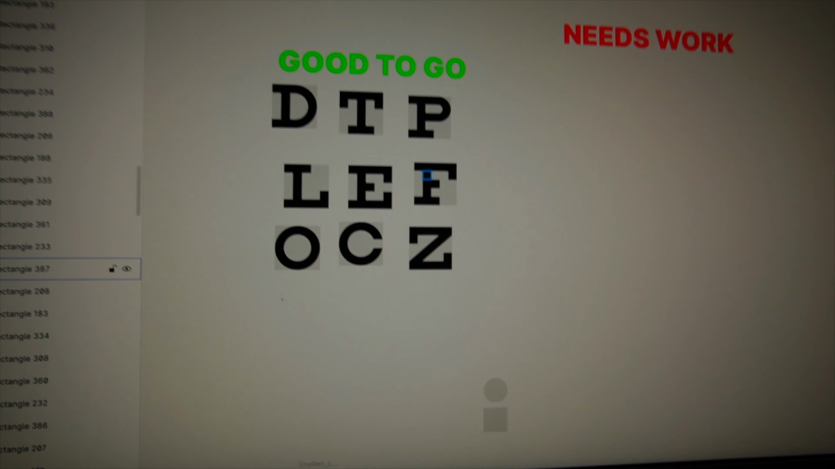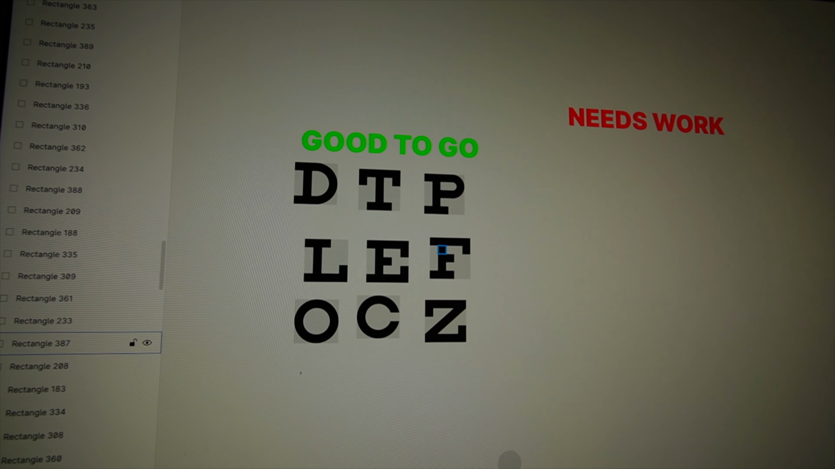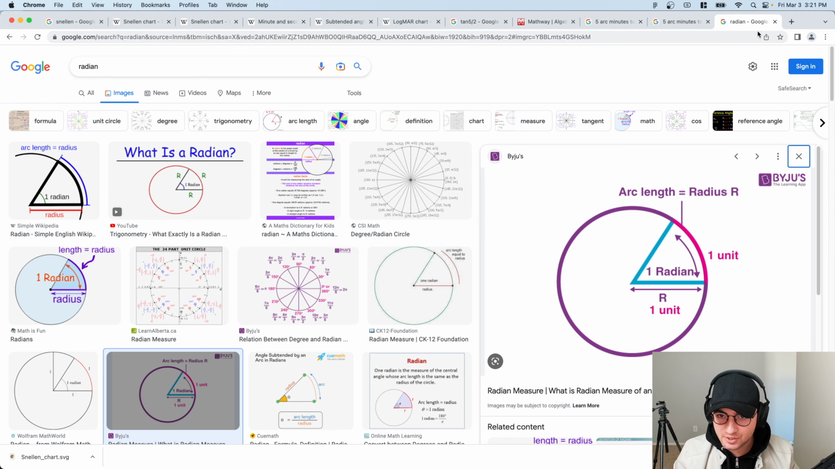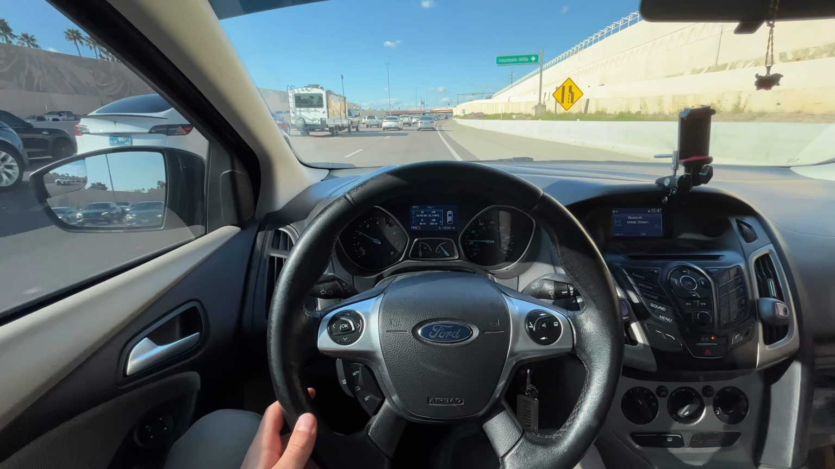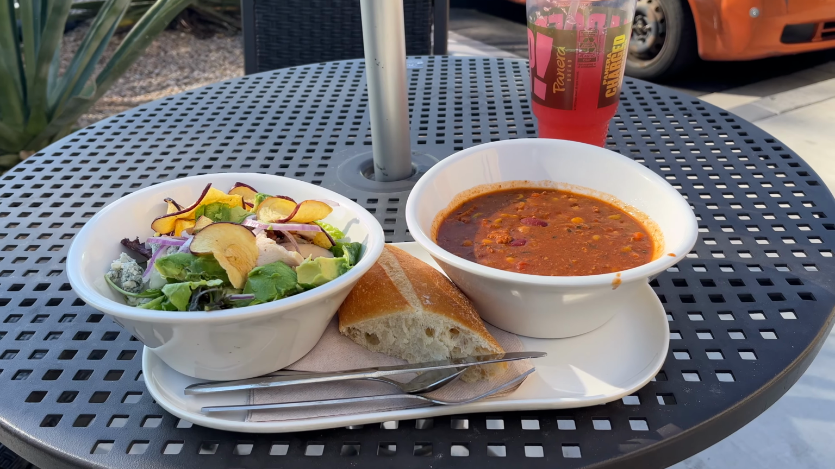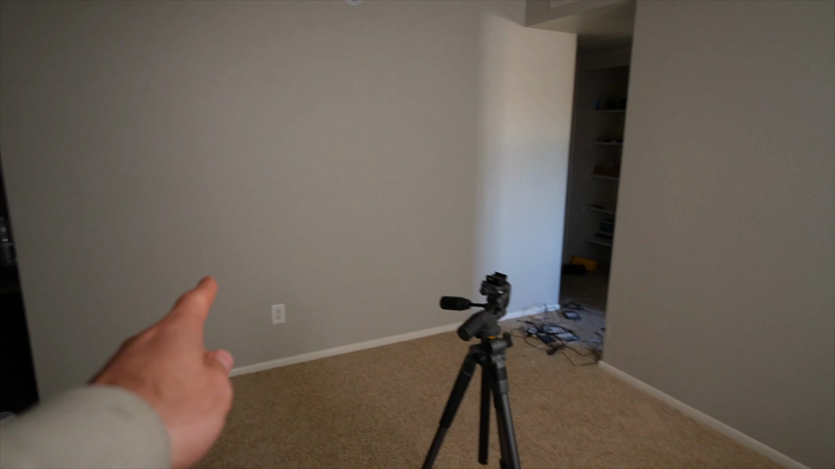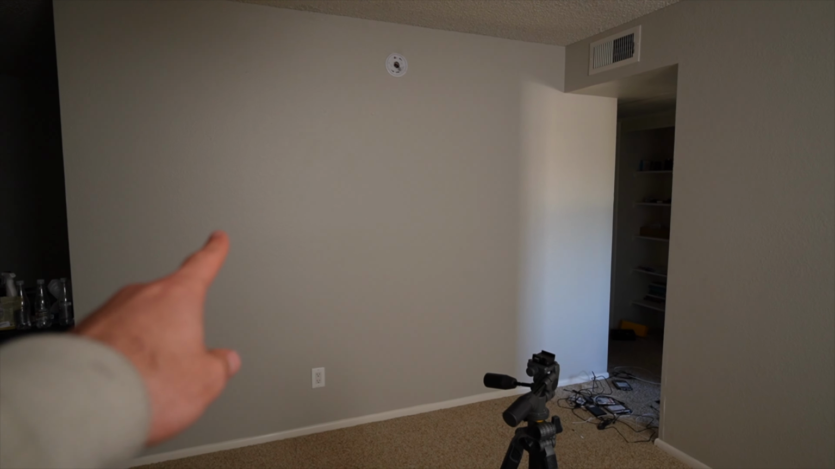Alright, so finally I have all of them good to go, and next step is to start designing the actual eye chart. Man, closing all of these tabs is so satisfying. Right, so I just measured the distance from this wall to this wall, and it's 15 feet. And I'll be putting the eye chart on this wall.